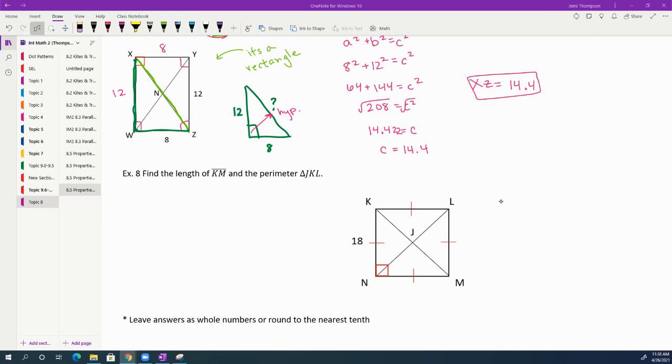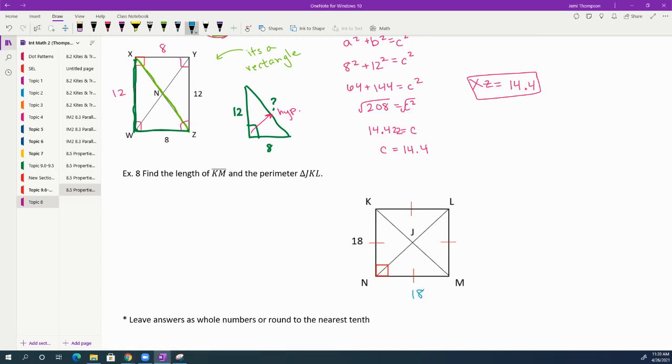Example 8. Find the length of KM and the perimeter of triangle JKL. So this is a two-part problem. What do we have? Take a look at that and try to determine whether you think that's a rectangle, a rhombus, or a square. So strangely, if you said any of those things, you would be right. It's actually all of these things, which most specifically means that it's a square. But a square is also a rectangle and also a rhombus. So not trying to be tricky, just trying to inform.